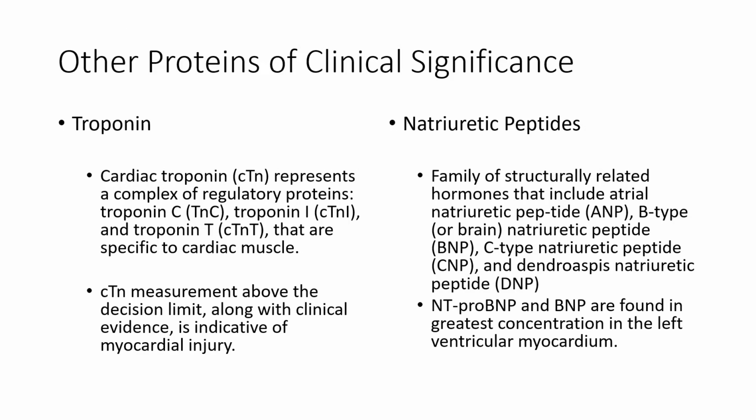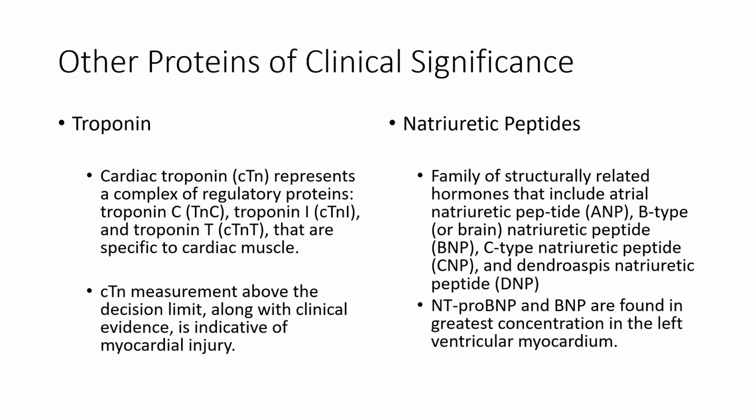Other proteins of clinical significance: troponin. There's cardiac troponin, cTn, which represents a complex of regulatory proteins: troponin C, TnC, troponin I, cTnI, and troponin T, cTnT, that are specific to cardiac muscle. cTn measurement above the decision limit, along with clinical evidence, is indicative of myocardial injury. In other words, a heart attack.